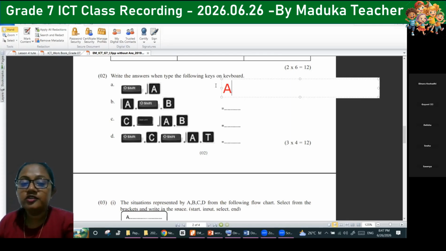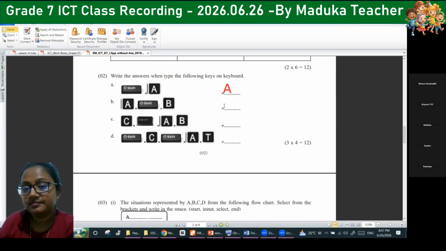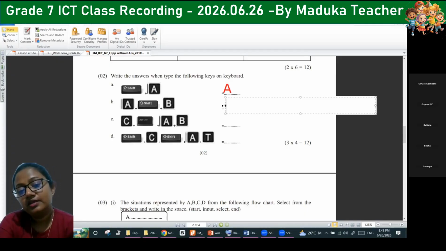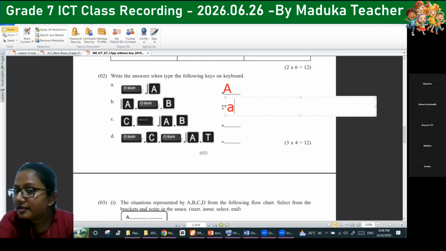What's the output of the second one? A, then Shift plus B. What is the output of this one? Yes, tell me. Simple A and simple B? Capital B. Capital B. Very good. Simple A, capital B.